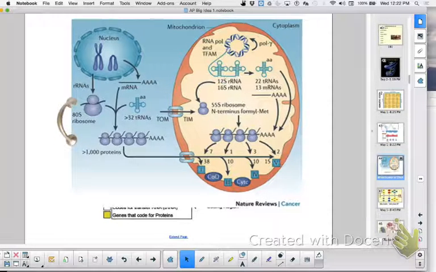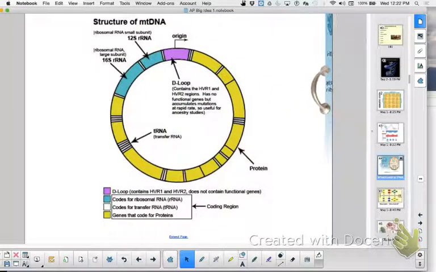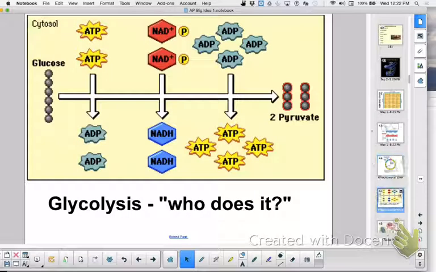So you just want to remember that you have DNA inside the nucleus and also inside your mitochondria and potentially your chloroplast. So who does glycolysis? All cells. So that would be another conserved process because all organisms do glycolysis. Is it an aerobic or anaerobic activity? Anaerobic. Does not require any oxygen.